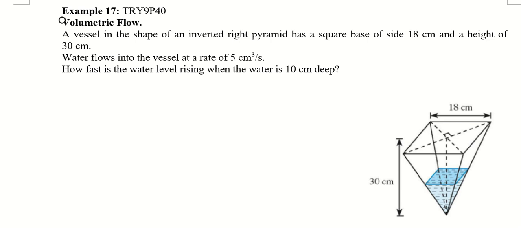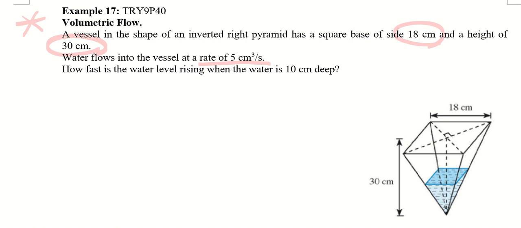Okay, let's look at this question. Very important. This question is do or die. A vessel is in the shape of an inverted right pyramid. It has a square base of 18 cm, height of 30 cm. Water flows through the vessel at the rate of 5 cm cube per second.